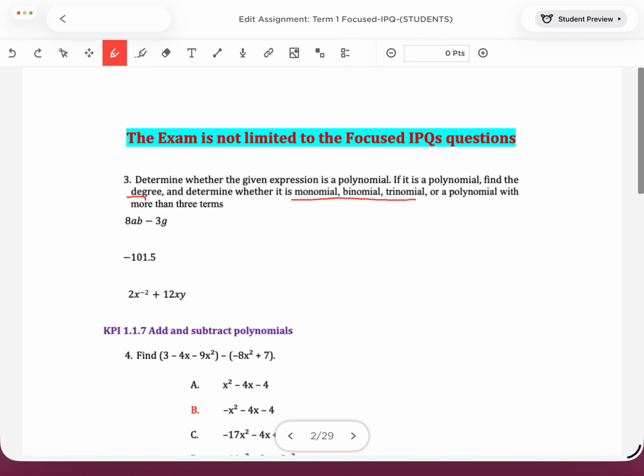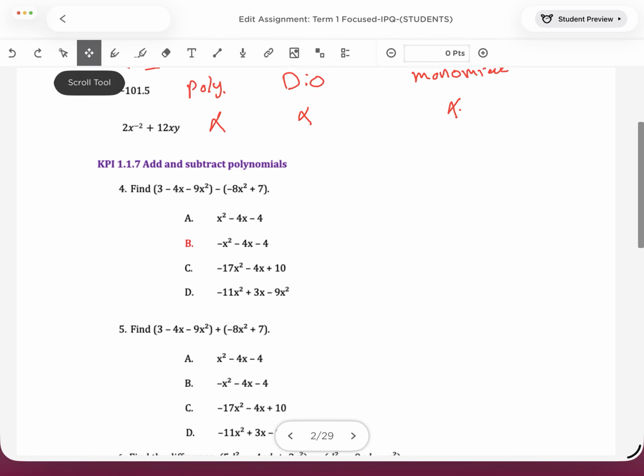The first one is a polynomial. The degree is 2 because I have b power 1, a power 1 and b power 1. And since I have 2 terms, we call it binomial. Now the second one is a polynomial as well. The degree is 0 because I have no variable. I have 1 term, so it is monomial. The last one is not a polynomial, so we cannot say anything about the degree and the leading coefficient.